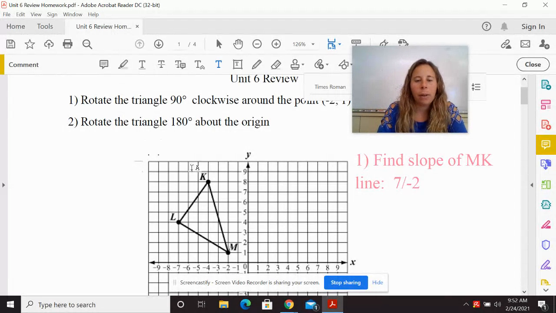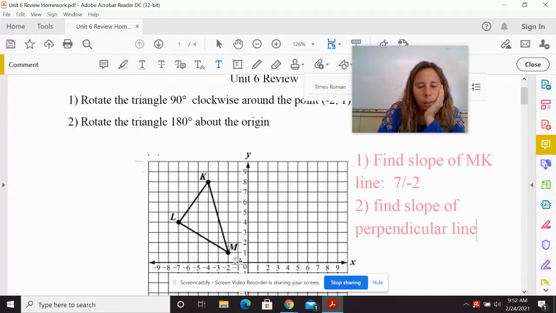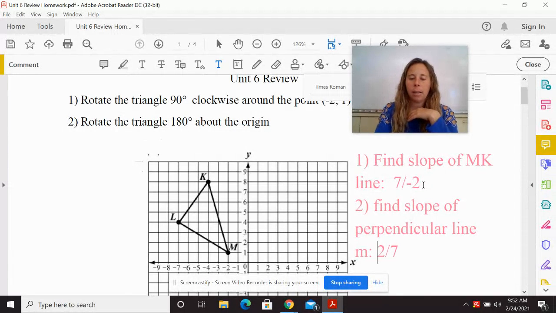Okay, so then if I'm rotating 90 degrees clockwise, which way are we going? We're going this way, like the way a clock ticks. So I need my perpendicular line to find slope of. Well, it's just going to flip and switch. So it's going to flip, so it's -2 over 7, and then we switch the sign. It's 2 over 7.